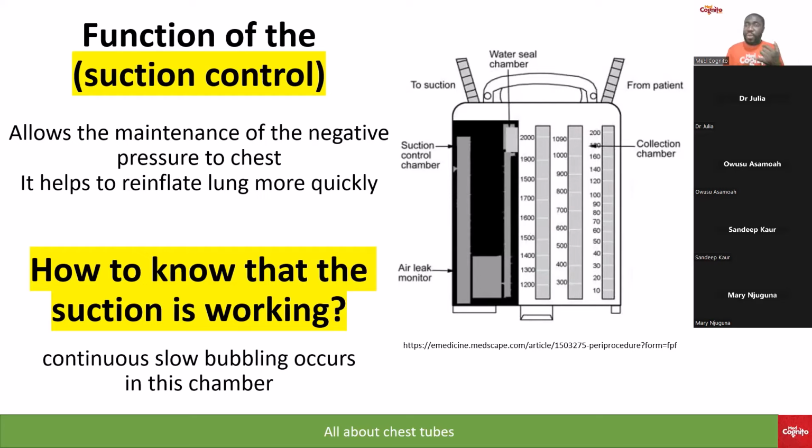So, number one, we looked at the collection chamber. It helps me to know how much fluid or how much blood or how much pus has been collected. Then we have the water seal. It allows the stuff to come out of the patient, but it does not allow air to go back. And then we also have the suction, which helps to recreate that negative pressure, which should be in the pleural space.